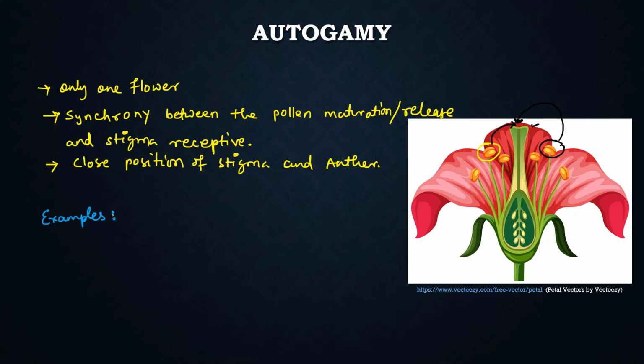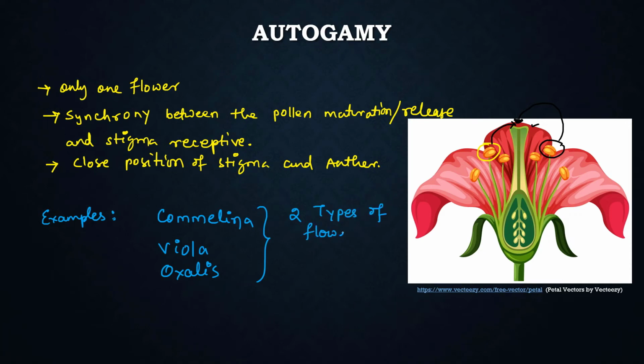Now why are these examples important? Because they are unique in the sense that they produce two different types of flowers. What are these? We'll talk about it in a minute. One example is Camelina, then we have Viola, and the third plant is Oxalis. So here these plants produce two different types of flower.